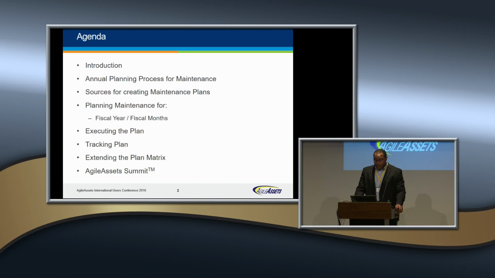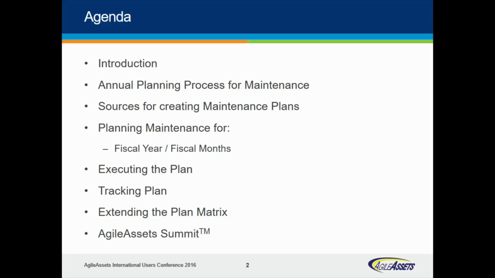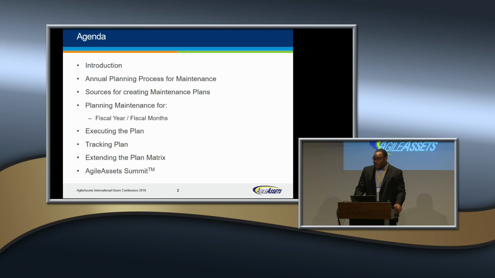We look at the actual annual planning process for maintenance, some of the sources we currently have for creating your maintenance plans, and how we can plan per fiscal year or down to the fiscal month level. The process of executing the plan, how we can track that plan. Then we will look at extending the plan matrix, which is some of the new features we will be working on. And then the Agile Assets Summit or dashboard tool, and how we can use that to track and monitor our plans.